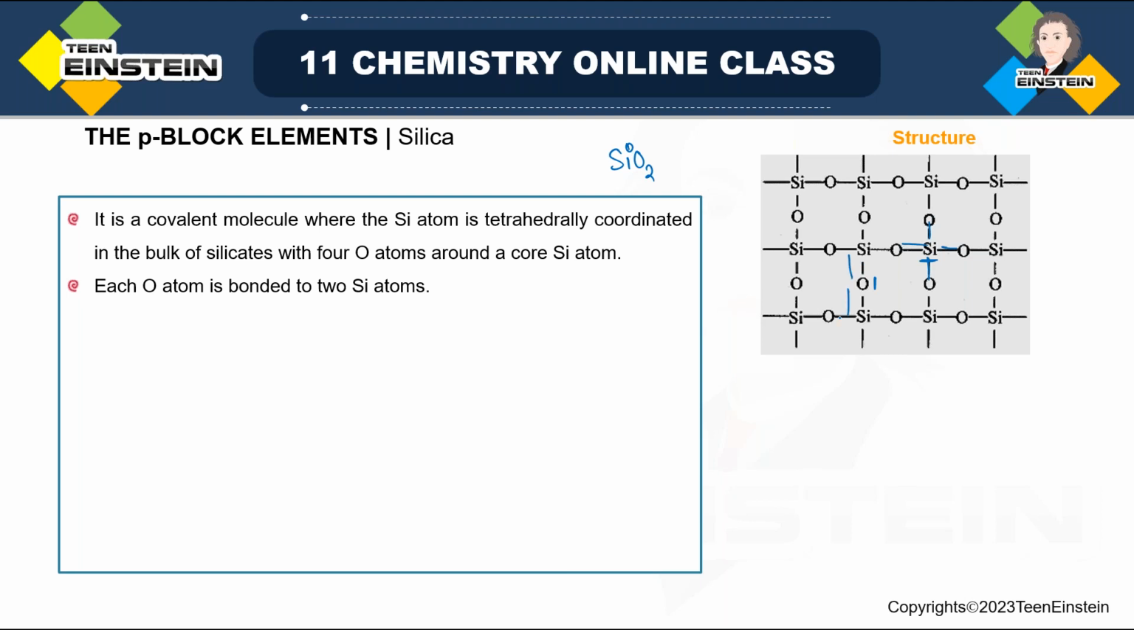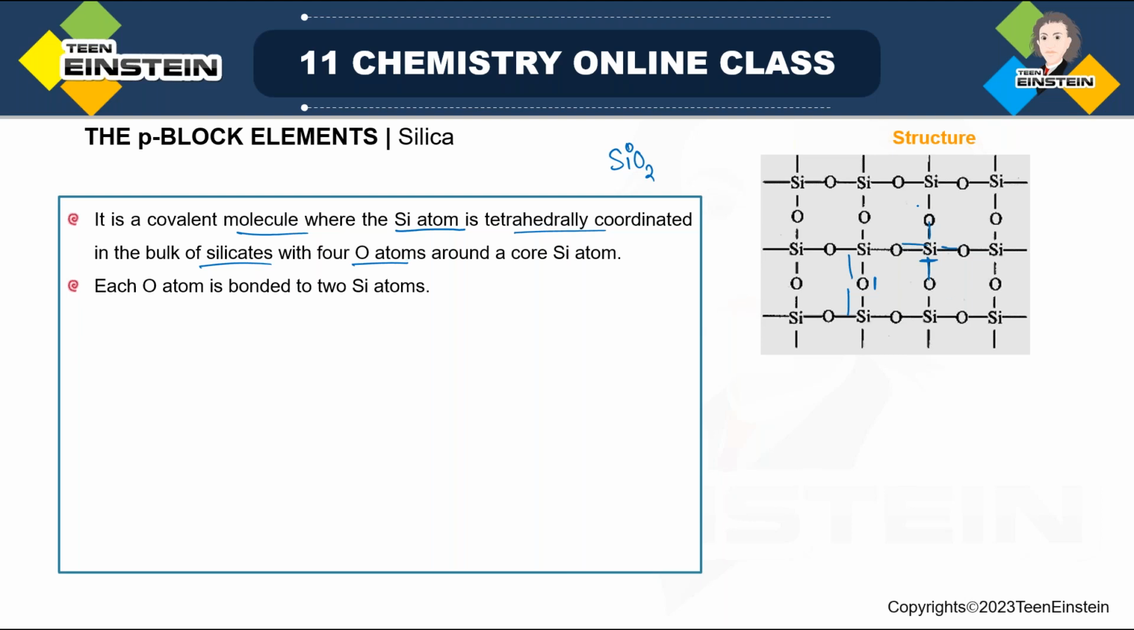Fine. Now, though it is shown in this way, don't think it is planar. The environment is basically tetrahedral. Surrounding the silicon atom, there is a tetrahedral arrangement. So it is a covalent molecule, but the silicon atom is tetrahedrally coordinated in the bulk of silicates with 4 oxygen atoms. Why are we saying it is silicate?